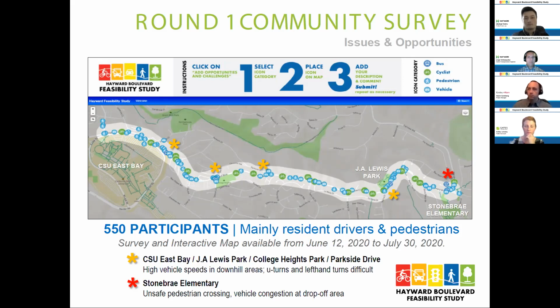We had 550 participants. We tracked whether it was pedestrians, bicyclists, or drivers who were responding to it. So mostly it was drivers and pedestrians responding. Next slide.